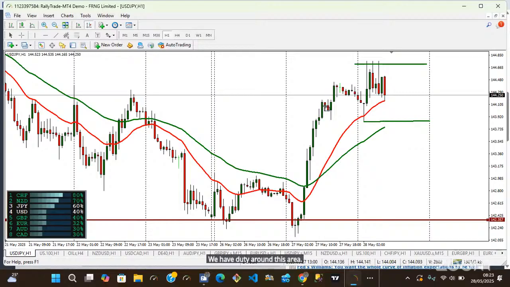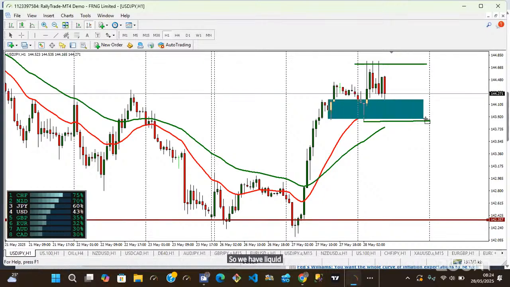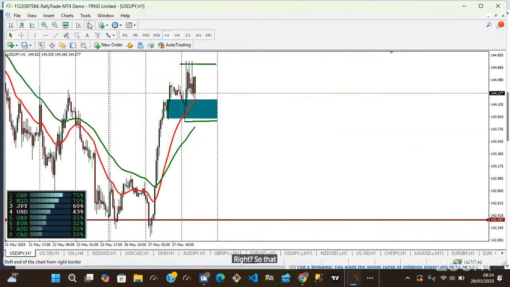Liquidities are just places where you find price ranging, especially below support and above resistance. Since we are pushing higher, we are looking for support to buy from. So we have liquidity around this area. If price can push down a bit, and the moving average stops it, then we can keep pushing higher, all things being equal, right? So that is for USDJPY.